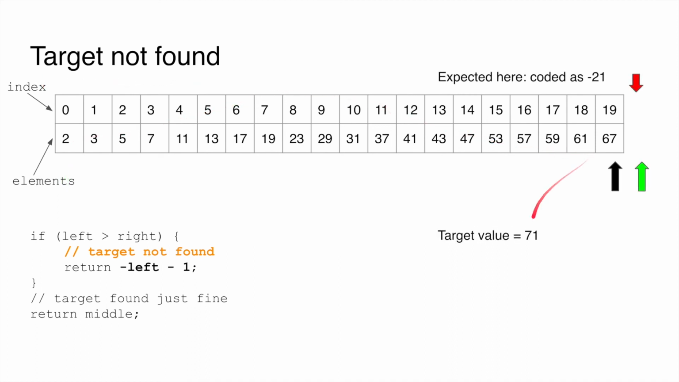So let's say I was looking for the value 71. That would be all the way out here. It's not in the array. I would want to return -21. My left and right would look like this after running through the code. My left is greater than right. When I return negative left, this would be 20 minus 1, -21. I totally found it. Oh my gosh, I found it.